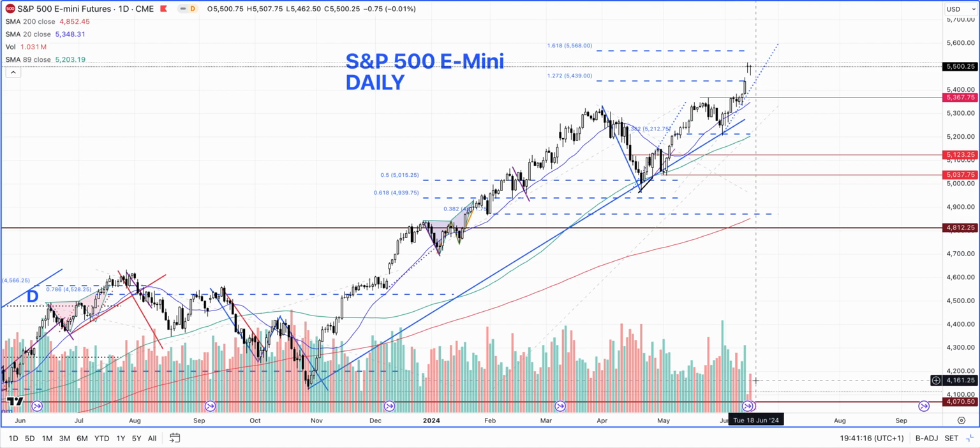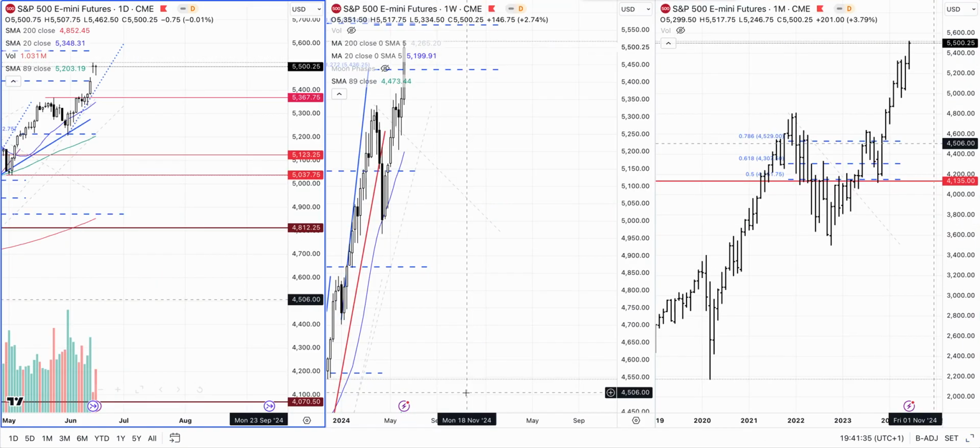I don't know what the average volume is around here because I've not drawn the average line here. But on the 13th of June, it was pretty low. Looks like it wants to tag 5570, where we also have this ABCD. So this is what we are looking at on the daily chart.